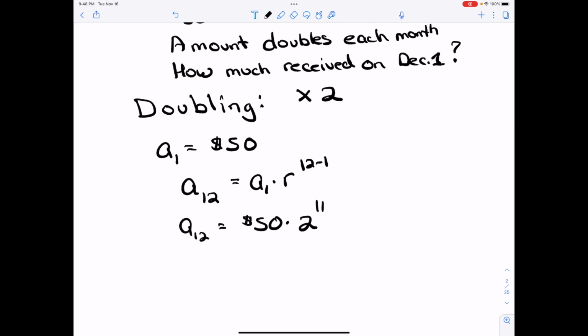All right, if I do 2 to the 11th power, I get 2,048. So I'm going to have $50 times 2,048. And when I do that, I get $102,400.